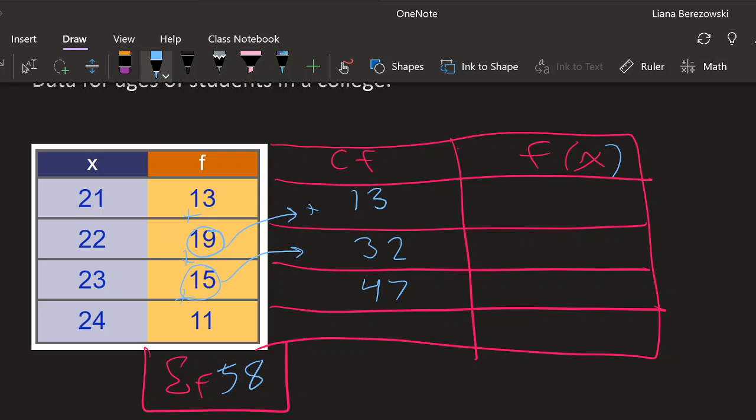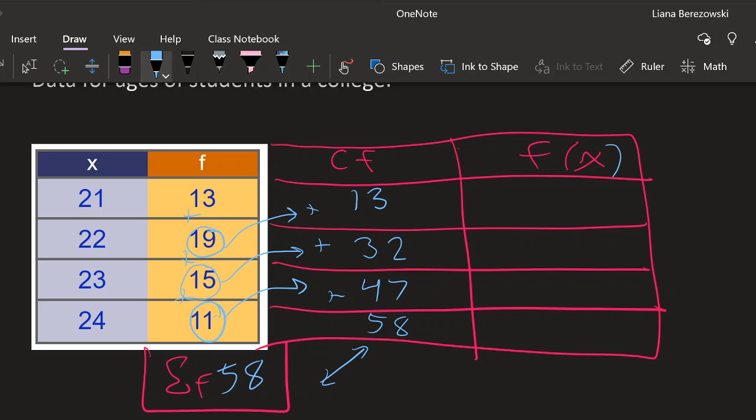Okay, and then my last cumulative frequency, I'll do the same thing. So my last score is 24 and it has a frequency of 11, and I'm going to add it to my previous cumulative frequencies. So 47 plus 11 is going to give me 58. Okay, this is the point where I double check my answers, make sure that my sum of frequencies and my final cumulative frequency match, and they do. They're the exact same number, which means I did all of my addition correctly.